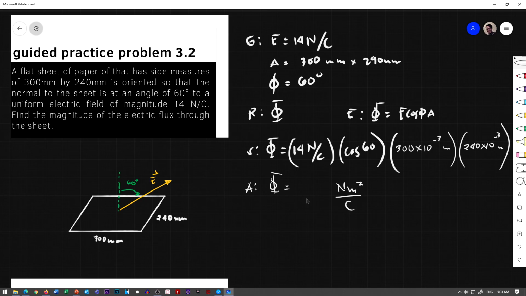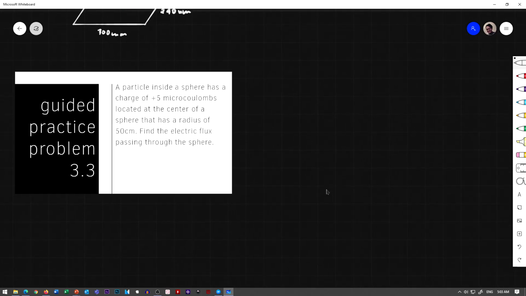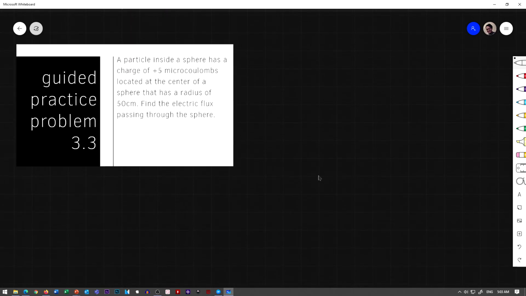Okay, so for the third guided practice problem, and actually the fourth one as well, we're going to deal with surface area. So that will be the surface of three-dimensional objects. I'm going to do it in another video to show the derivation of how we arrived at such a formula, because you're going to meet a new way of rewriting electric flux.